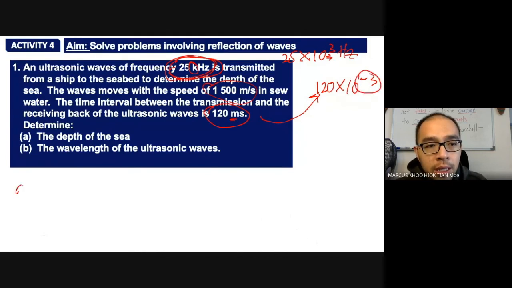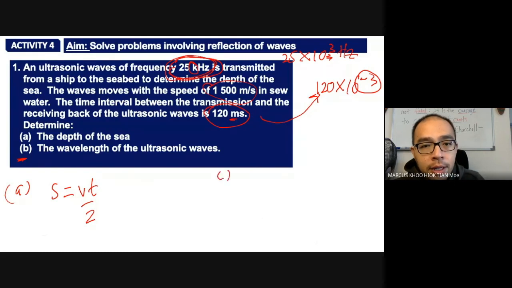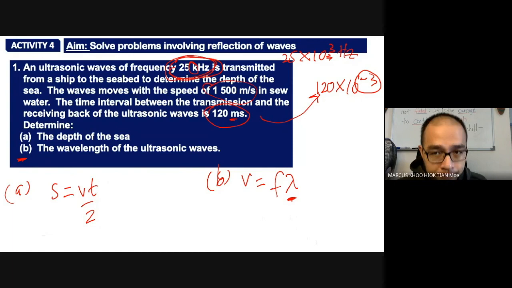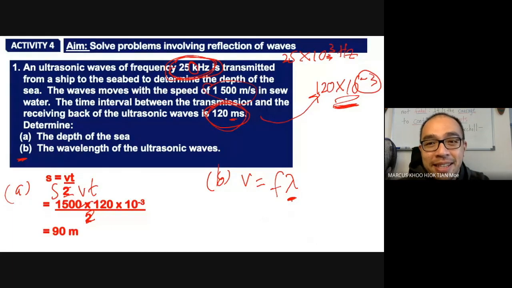Question A, Bernardine, can you determine the depth of the sea, please? Same formula, Vt over 2. And then after that, Carlson, the wavelength. The formula is V equals F lambda, and we want to find lambda. Can you quickly count this, please? It's 90 meters. How can it be 90,000 meters? Guys, be careful of this. When you see ms for milliseconds and kHz for kilohertz, you need to change it into SI form.